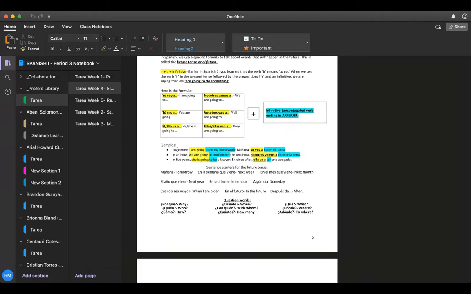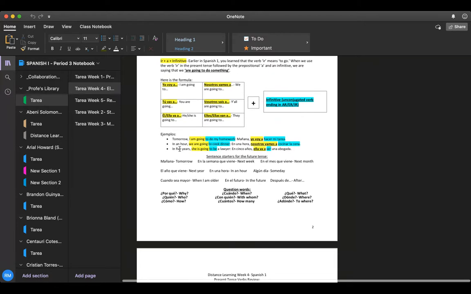I will read some examples to you here. So in an example, it says, tomorrow I am going to do my homework. Notice how in the yellow, it says I am going. And then in the blue, it says to do my homework. Okay, so over here, when it says mañana yo voy a hacer mi tarea, you can see that the yellow, yo voy a, corresponds with the yellow over here, I am going. Now, in the blue, it says hacer mi tarea. Hacer means to do. Now, you see over here in the blue, it says to do my homework. Hacer is the infinitive here. It corresponds with this blue, and the yo voy a corresponds with this yellow.